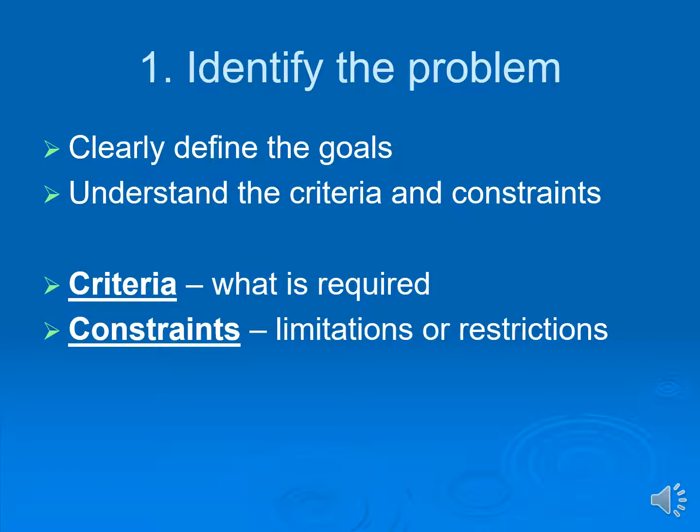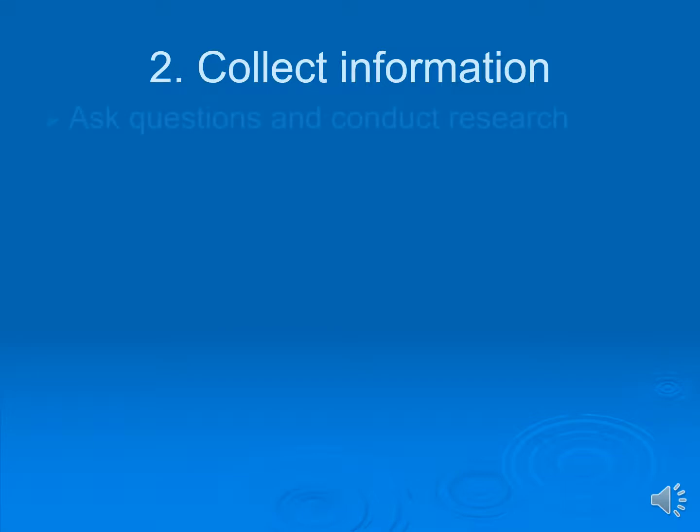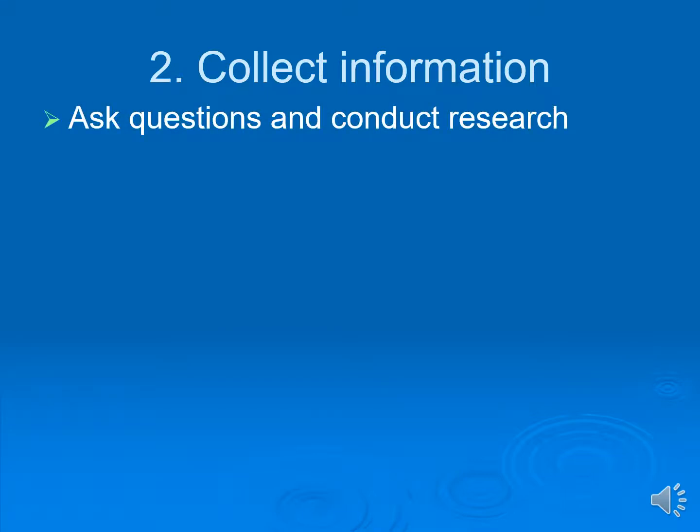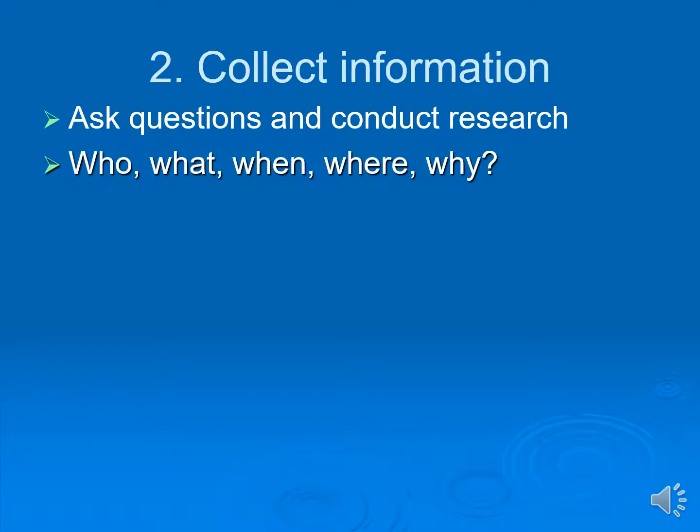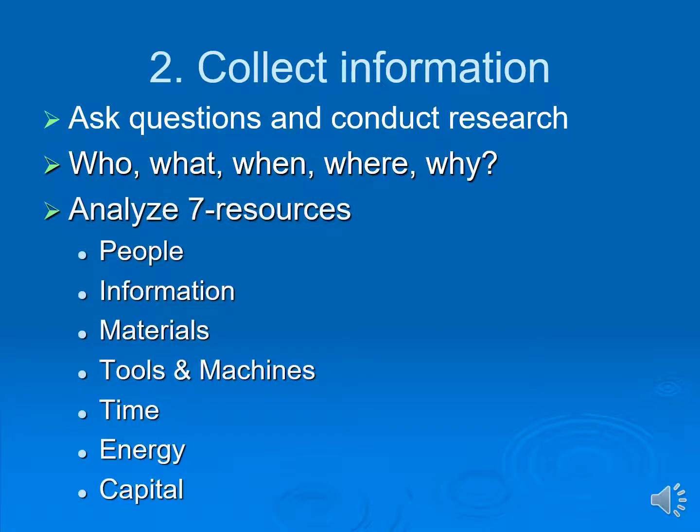Okay? So you identify the problem, collect the information. Collecting information, like I mentioned before, is to ask questions and conduct research. Who, what, when, where, and why. Collect as much information as you can. You also have to analyze your resources, like we covered previously under systems, technological systems. Analyze your resources. People, they're all part of your input to a system.